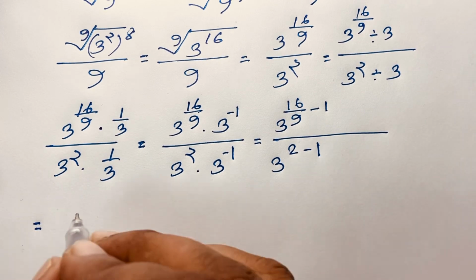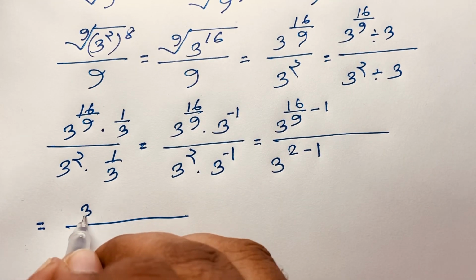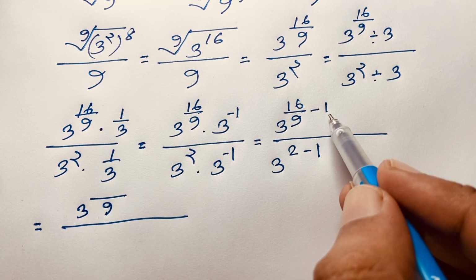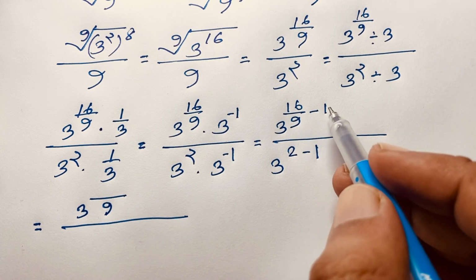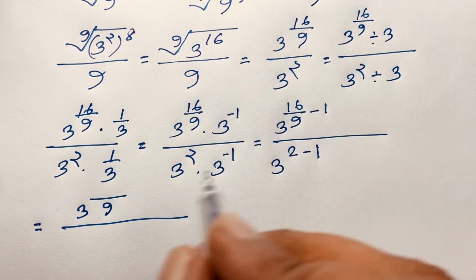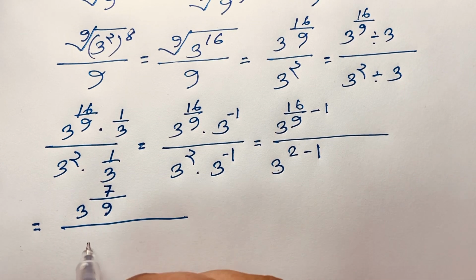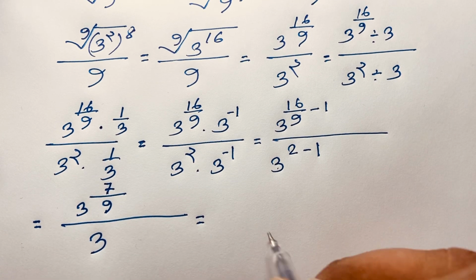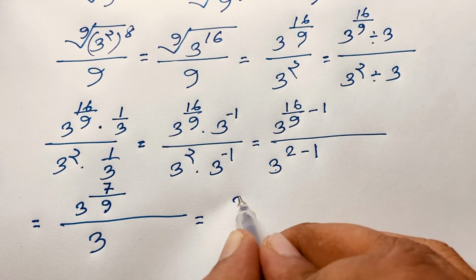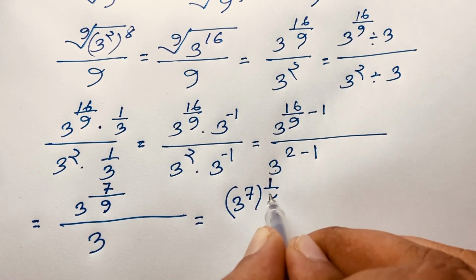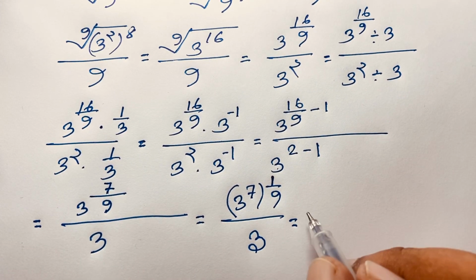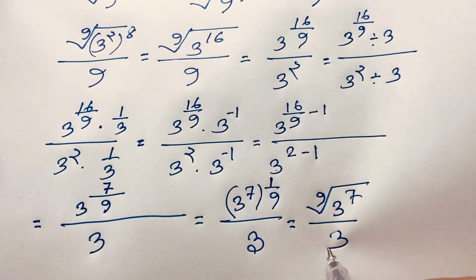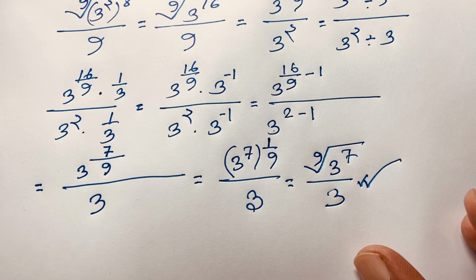If I evaluate this expression, the least common denominator is 9, so 16 minus 9 over 9 is 7/9. And here 3 to the power 2 minus 1 is 3. Now I can say this expression will be 3 to the power 7/9, that is 3^7 whole to the power 1/9, over 3. Now if I evaluate this, it will be the 9th root of 3 to the power 7 over 3. This is our final answer in this radical math question.